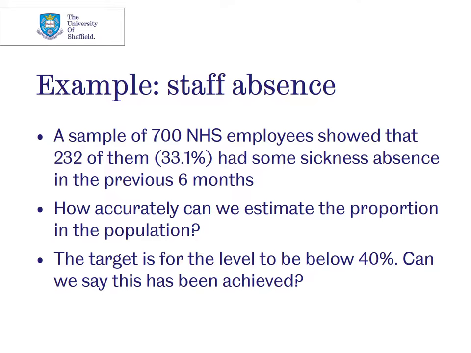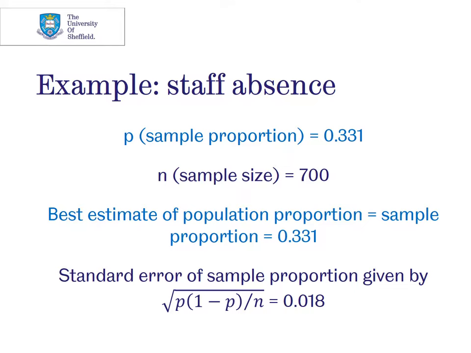So to do this, what we'd need to do is calculate the likelihood that actually the population proportion is below 40%. We know that it's going to be at least reasonably likely that it will be below 40%, because our best estimate is somewhat below 40%. But what we really want to know is whether it's very likely. And so we do this by calculating a number of different steps.